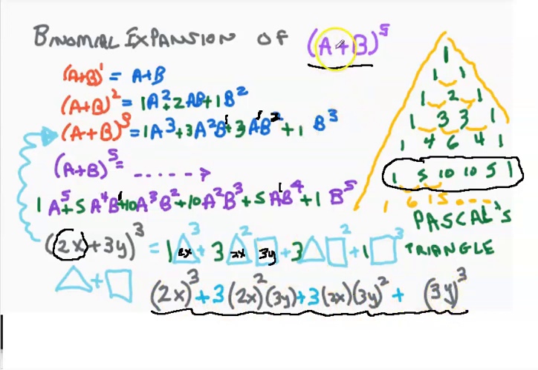We could even do something with a negative sign in here. We could also do something like (4x - 5k) to the fourth power. But now be careful, you're going to want to make this a plus and put the negative with the 5k to go into each of the squares.